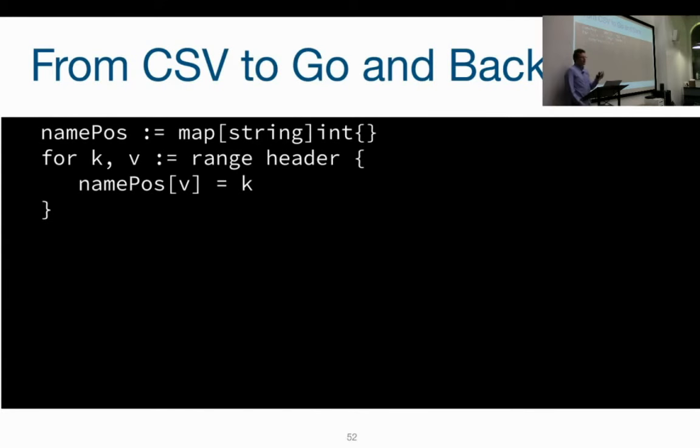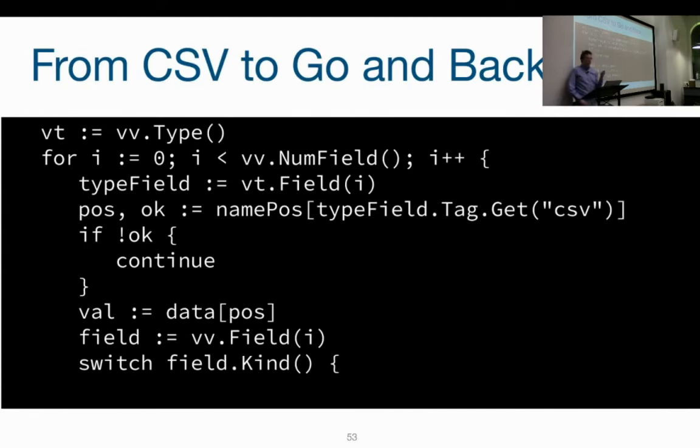Next, we're going to build up a map that will translate the column names in our CSV tags into positions in the data slice. So just walking over the header slice and building a map with the keys being the column name, and the values being the column position. And then we're going to loop over every field in the struct that was passed in, and we're using reflect.Type to get the value of the CSV struct tag on each field. If the field doesn't have a CSV struct tag, just skip over it. If it does have it, use the position information from that name position map to find the corresponding column in the data.